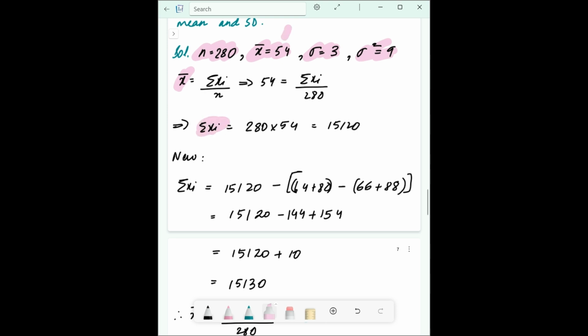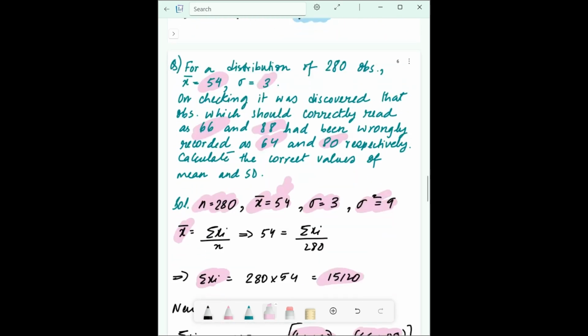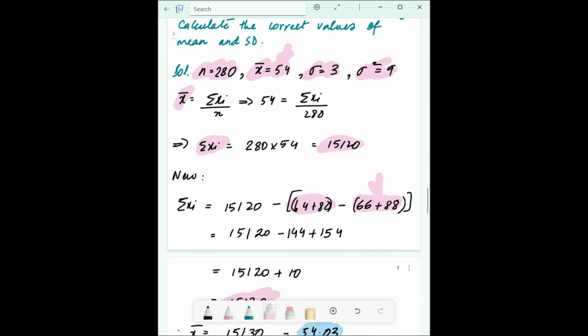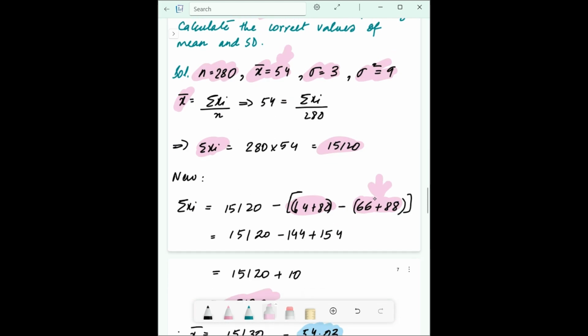You have the mean, all right, 54. Then you get the summation xi. Summation xi is 15120. Then the new summation xi will be what? 15120 minus 64 plus 80 minus 66 plus 88. So you get the answer 15130. This was wrongly recorded, right. 66 and 88 was wrongly recorded, so it is subtracted. And 64 and 80 is wrongly recorded, so this is subtracted.